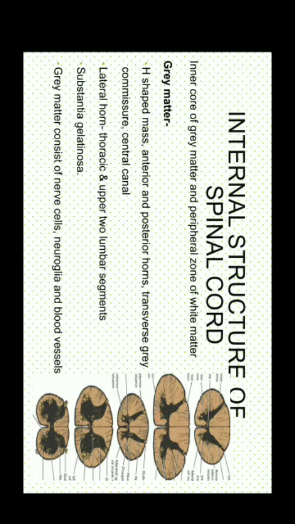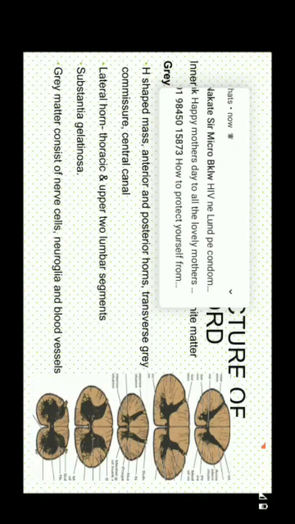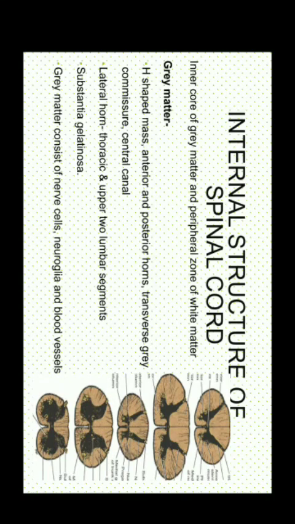At the region of the thoracic and upper two lumbar segments, you will see one more horn, that is the lateral horn. You can see this small projection in the thoracic region, that's the lateral horn. The anterior horn is not touching the surface of the cord, but the posterior horn touches the spinal surface. Okay, so the substantia gelatinosa is present around here, in the gray matter.